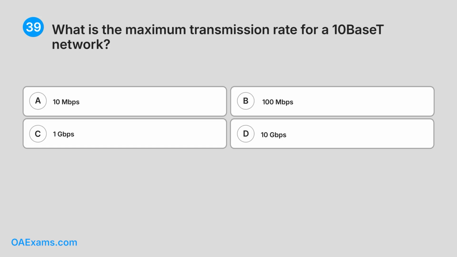39. What is the maximum transmission rate for a 10BASE-T network? A. 10 megabits per second. B. 100 megabits per second. C. 1 Gbps. D. 10 Gbps. Can you guess the answer?